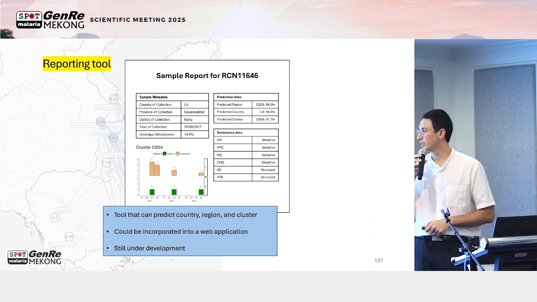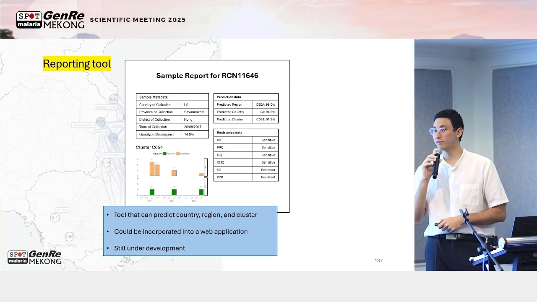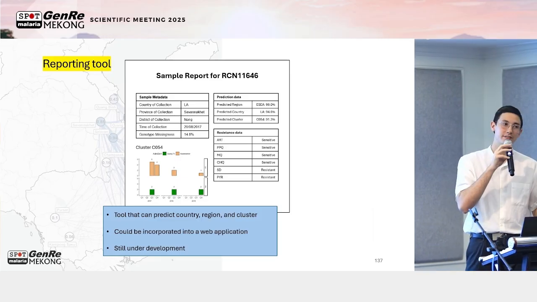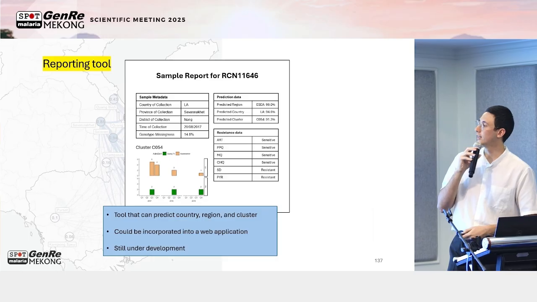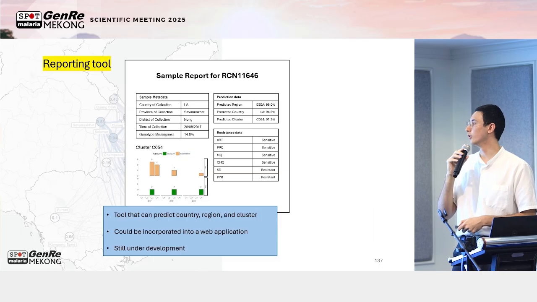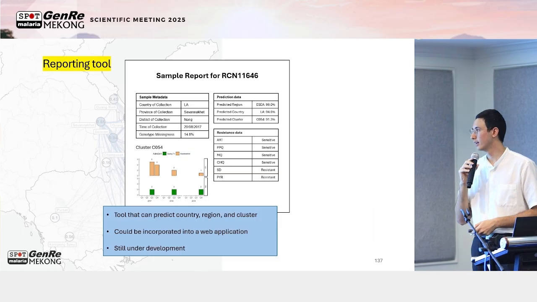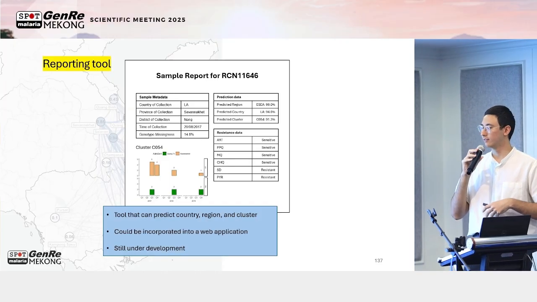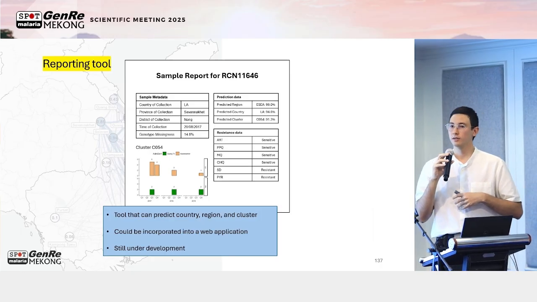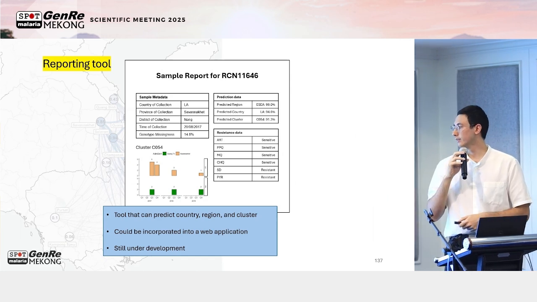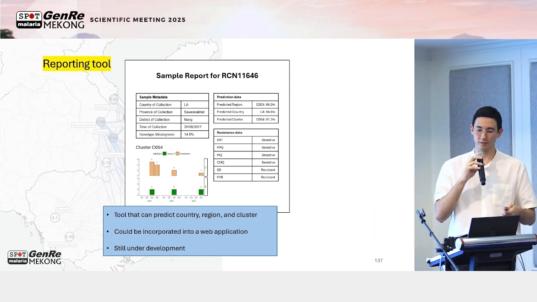And it could also tell you about the resistance profile of that sample for the different antimalarials. And if this sample belonged to a cluster, it could also show the epidemic curve of the cluster, so where this cluster has been and over time in the region. So we are actively developing this tool and trying to incorporate it into a web application, but it is still under development. So further work to be done.